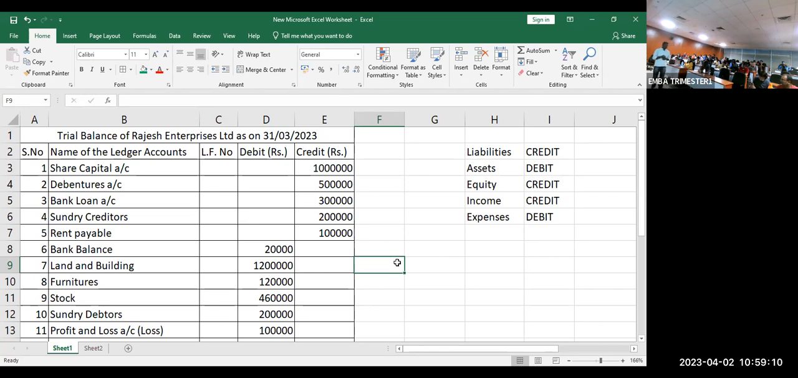Then sundry creditors are nothing but the vendors to whom we have to pay the money. It's a liability.